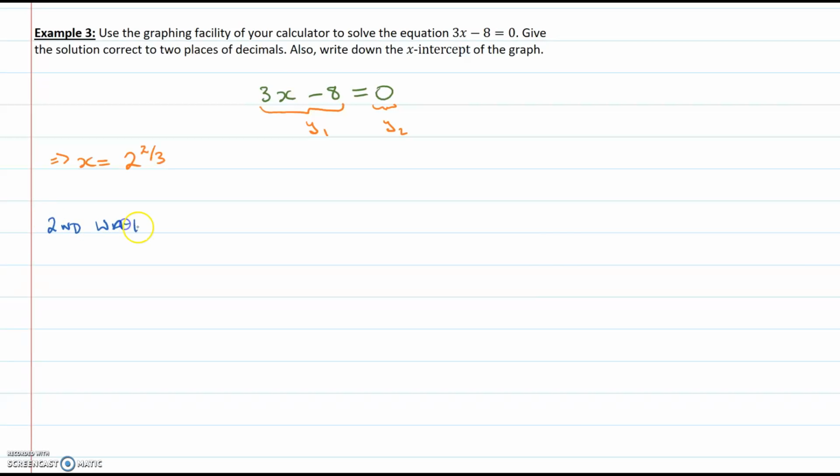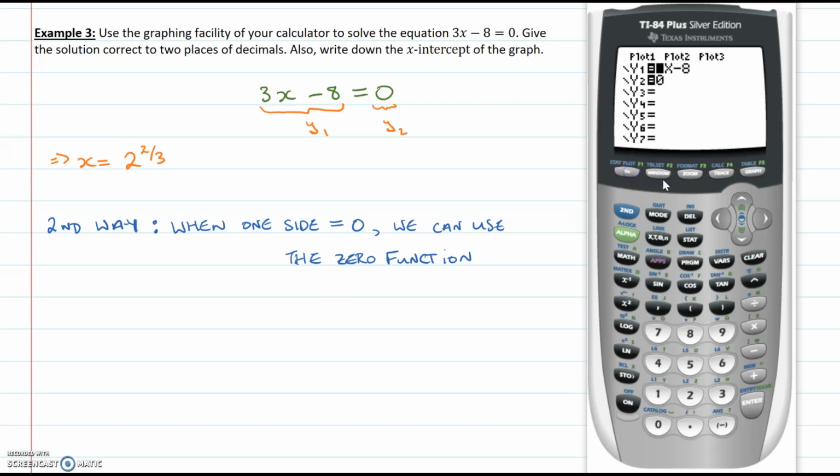When one side of an equation is equal to 0, we can use what's called the 0 function on your calculator. Okay, so let's see how that works. It is still going to be second calc. So what we do in this case is we start again, as if we're starting completely from scratch.